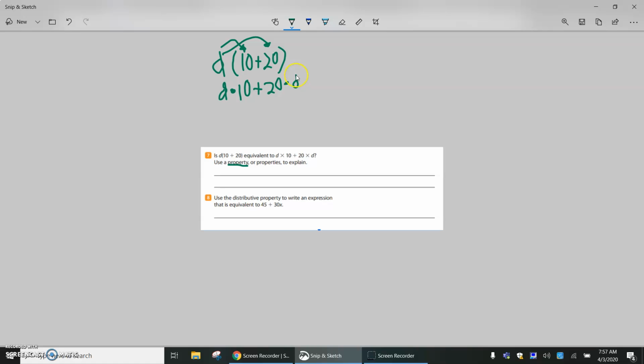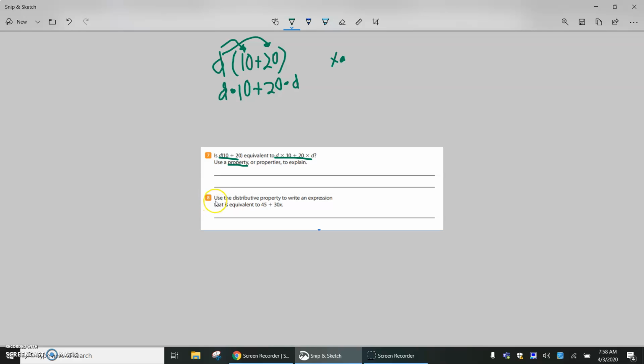They use the dot to show multiplication because when you have a variable like x, it looks awkward if you do x times something else, right? So you don't want to do that. So they use the dot instead. Okay, so this is 10 times D and this is 20 times D. So is this equivalent to this? Are they the same thing? Well, we just showed that they are, right? So you would have to explain, if you use the distributive property, you can see that this is equivalent to this.